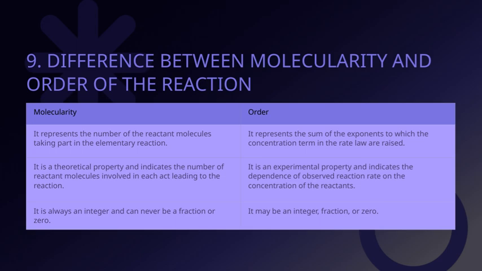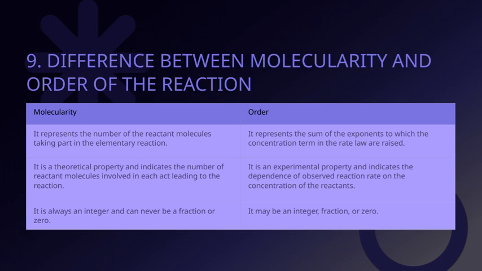On the other hand, the order of a reaction is determined experimentally. It tells us how the reaction rate depends on the concentrations of the reactants. The order is calculated by adding up the exponents in the rate law, which are derived from experimental data. It's important to note that while molecularity is a theoretical property and always an integer, the order of a reaction can be a whole number, a fraction, or even zero, depending on how the rate depends on the concentrations.